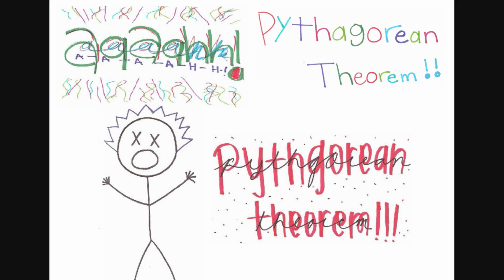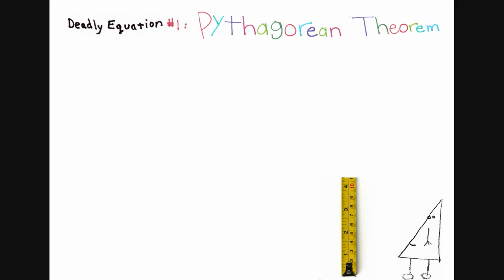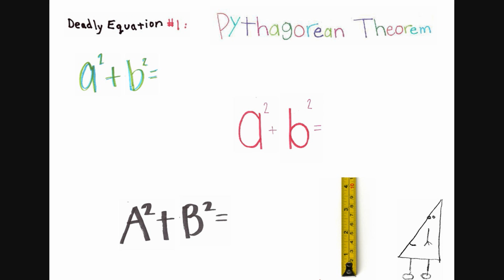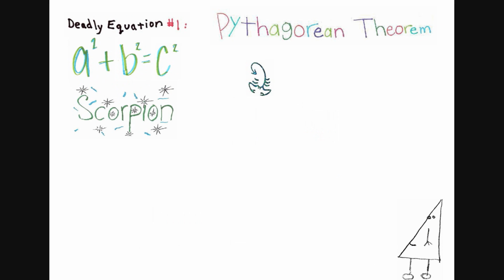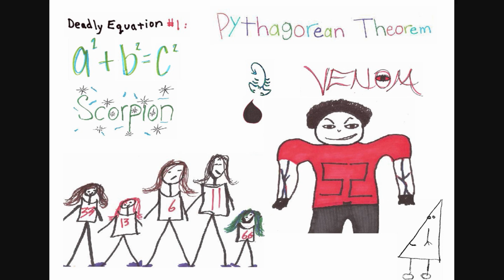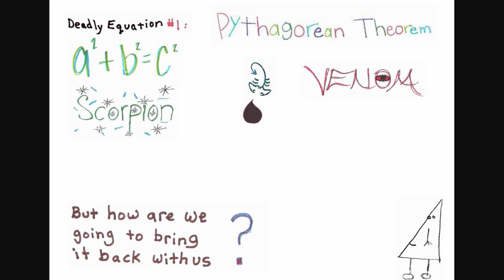Wait a minute. Why are we screaming? That equation's really short. It's just a squared plus b squared equals c squared. Like a scorpion, this equation is small in size, but extremely powerful. One drop of its venom can kill an entire basketball team or a 300-pound linebacker, whichever comes first. But how are we going to bring it back with us?